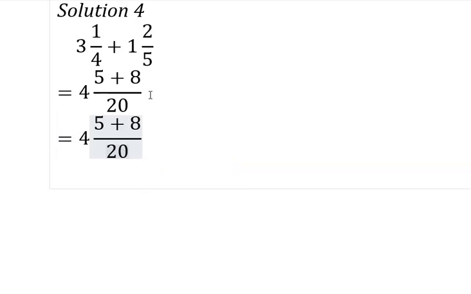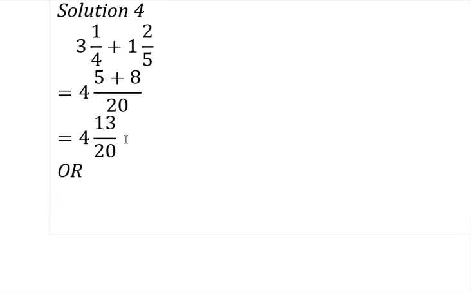Great. So you now say 5 plus 8 will give you what? 13. That's 4 whole number, 13 over 20. Is there any number that can successfully cut this 13 and 20 at the same time? No. So you leave your answer as 4 whole number, 13 over 20. Awesome. You can also, let's quickly see the second method.